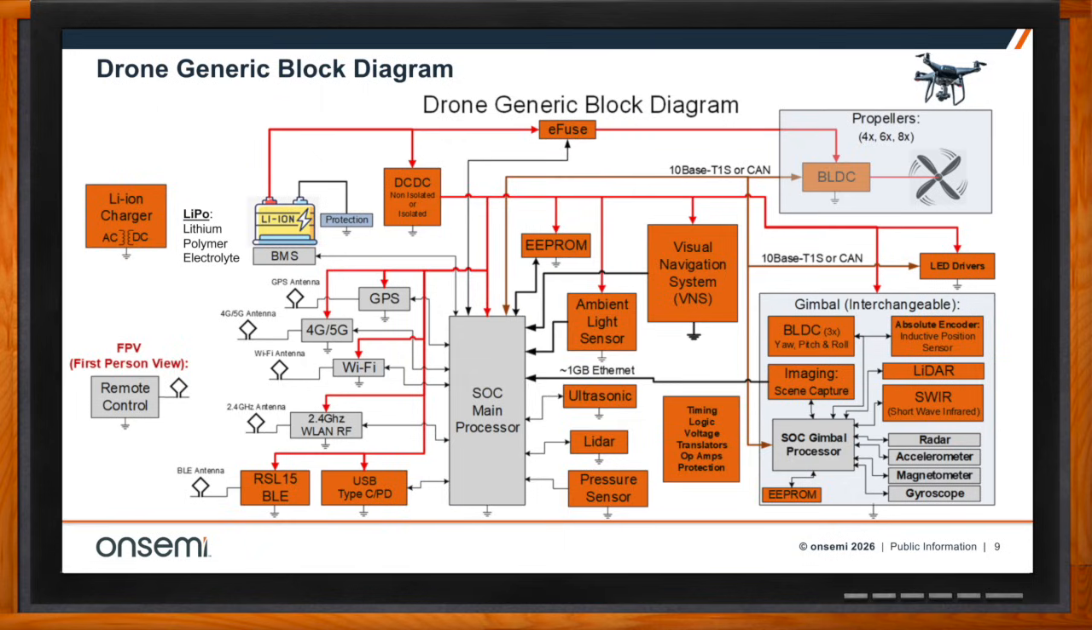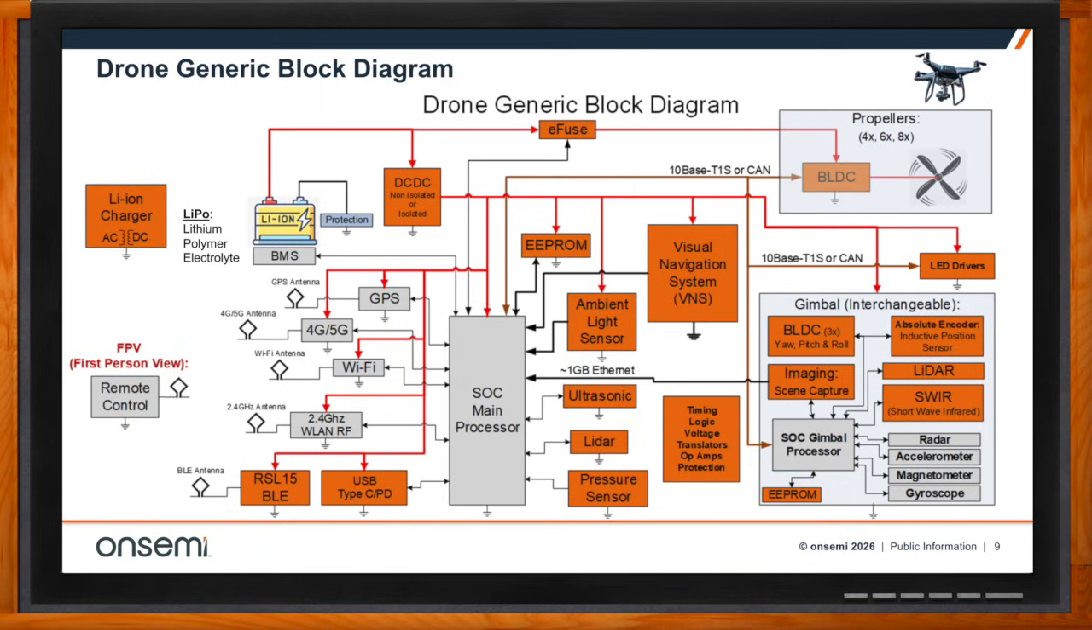On the left, you can see for this generic drone block diagram, you've got your wireless connectivity with Wi-Fi, 4G, 5G, and GPS. And then up on the top left, you see that lithium ion battery, and that's typically a lithium polymer electrolyte, because it has the highest energy density. If you have an autonomous mobile robot that's battery powered and the battery runs out, it just stops, right? But if you've got a drone, 80 feet in the air and the battery dies, it's a different story, right?